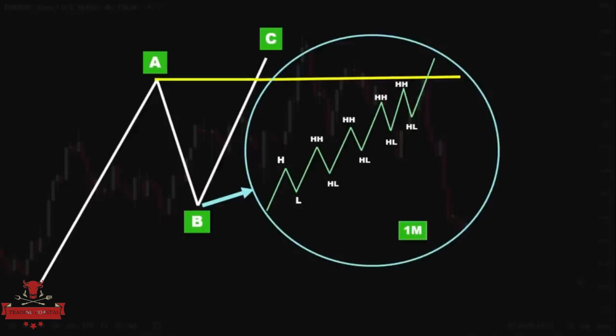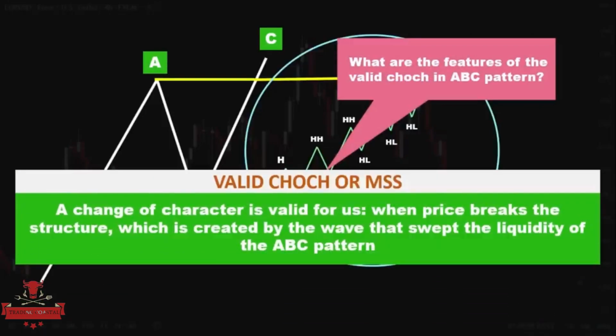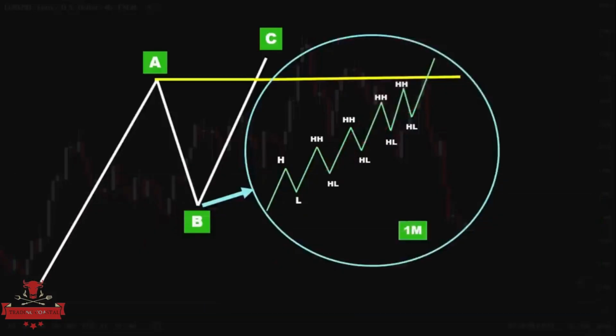So, what are the features of a valid change of character in the ABC pattern? According to our strategy's rules, a change of character is valid for us when price breaks the structure which is created by the wave that swept the liquidity of the ABC pattern. As you can see here, in this scenario, price swept the liquidity by this tiny wave. So if price breaks and closes a candle below this structure, then we have a valid change of character here.